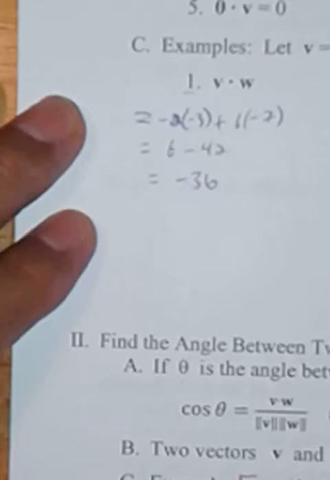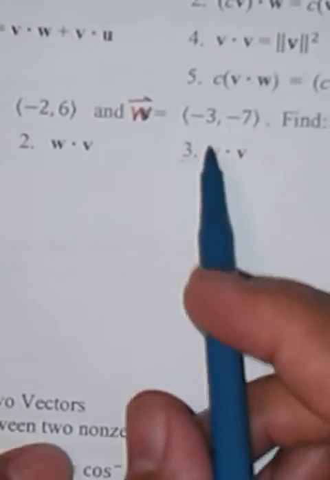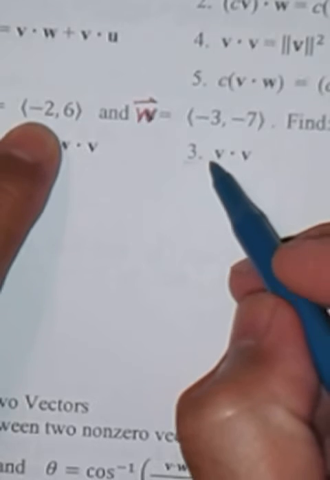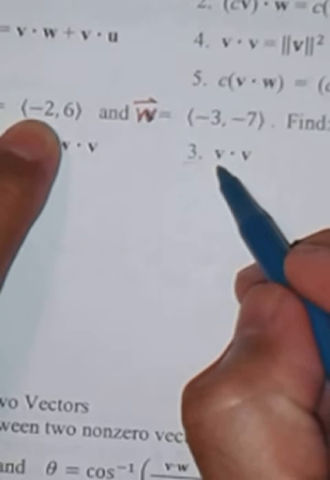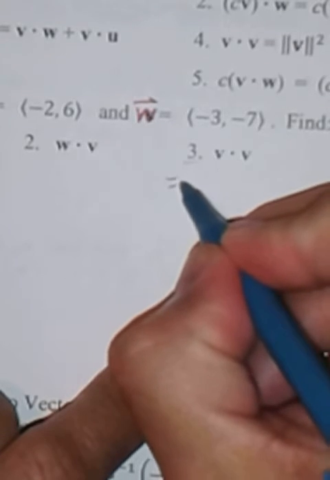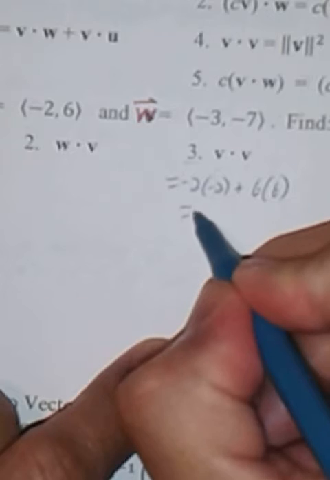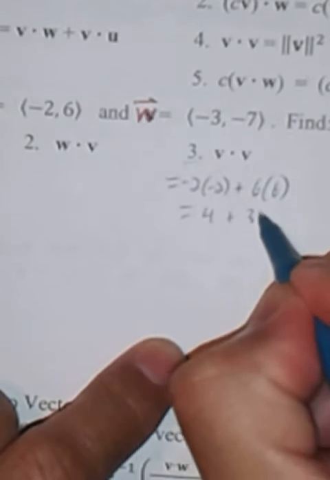Okay, and let's try number 3, V dot V. So the first component of V is negative 2, and the first component of V is negative 2, right? So it'll be negative 2 times negative 2 plus 6 times 6. That'll be 4 plus 36, and that's 40. Okay, that's a dot product. All right, let's go on to part 2.